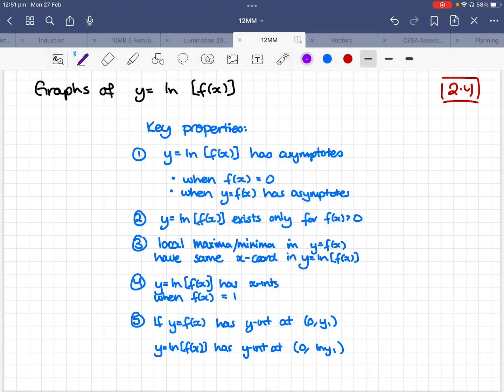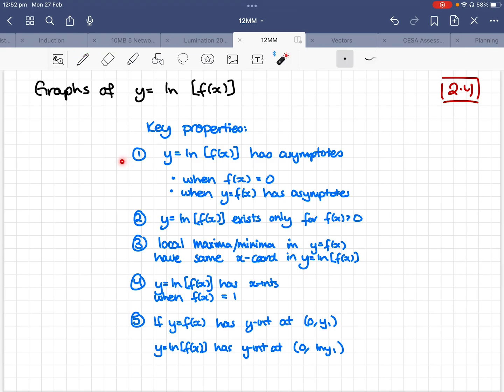When we have a graph of ln of a function of x, that function of x could be x squared, it could be 2x plus 5, it could be a cubic, it could be an exponential thing, it could be all sorts of different things. We have some common properties. Now let's talk about each of those in turn.